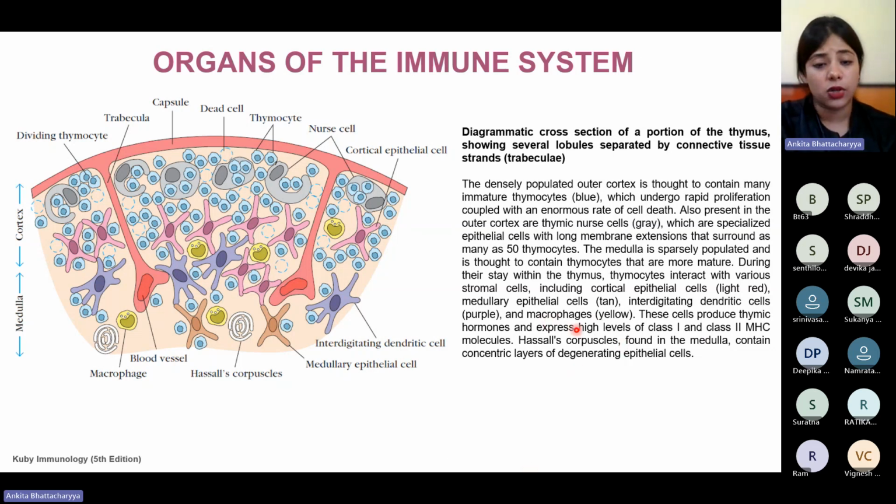Apart from that, Hassall's corpuscles, which you see here shown like a network-like structure, much like the endoplasmic reticulum or Golgi, it looks a little bit like that. So these Hassall's corpuscles are found in the medulla, and they contain concentric layers of degenerating epithelial cells. At least from what I recall, they don't necessarily have a role to play; instead they are epithelial cells which are slowly dying, forming these distinctive structures, but they're quite visible in the thymus, which is why you can see them in the cross section. So this is how the thymus looks.